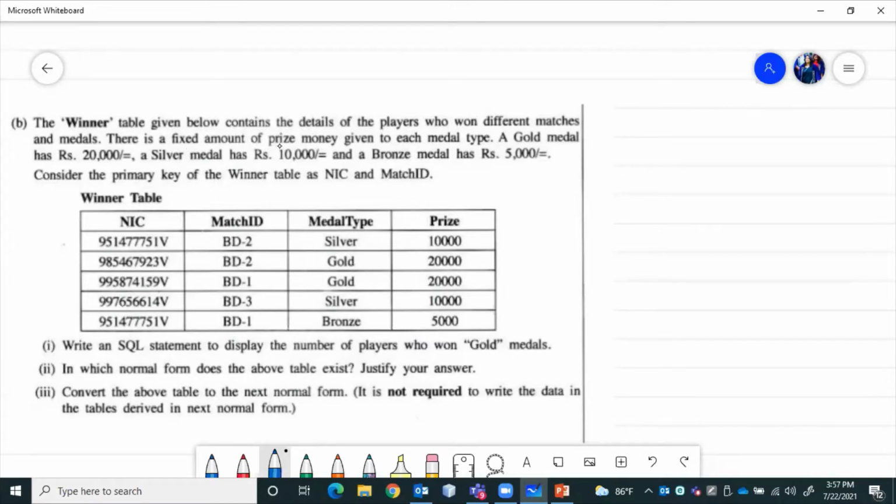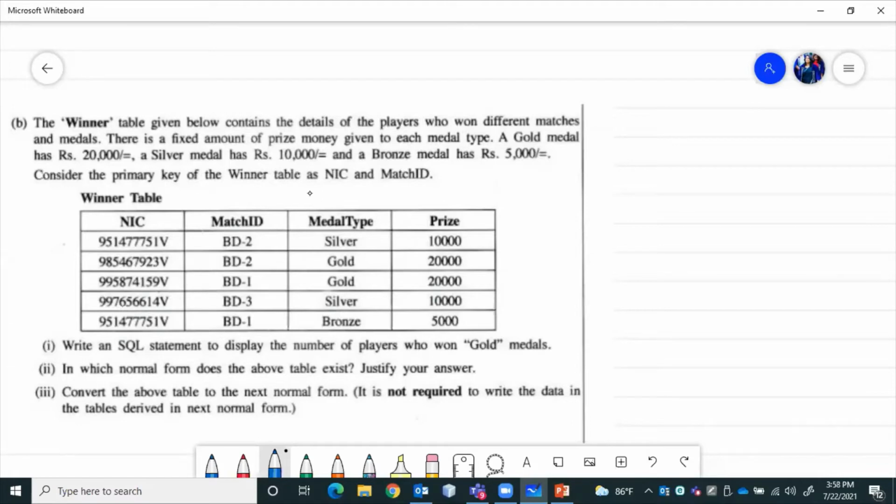There is a fixed amount of prize money given to each medal type. So here there is a fixed amount of money for each medal type, right? That means the prize depends on the medal type. A gold medal has 20,000, a silver medal has 10,000, and a bronze medal has 5,000, right?